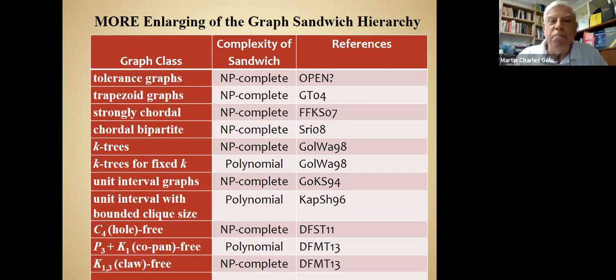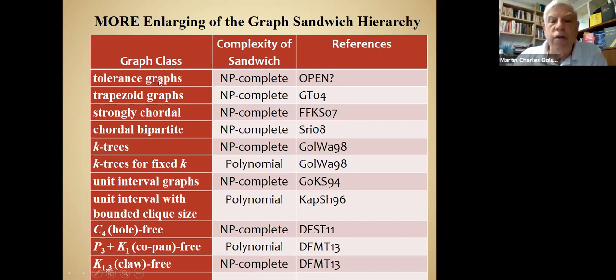Well, if in 1995 we had about 25 families where we knew the complexity, that hierarchy has grown and grown. And here I have a table with many of our favorite graph classes that were studied subsequent to the paper by Ron and Chaim and myself.